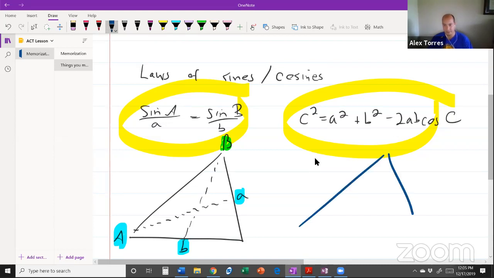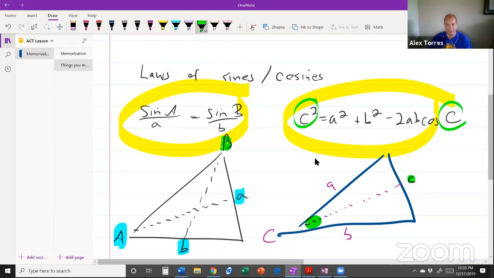And similar on the law of cosines, same idea. The big thing about cosines is that the C has to be the one that we're thinking about in terms of this angle. So if this is our angle, either the unknown angle we're solving for or the single angle we're given, then that needs to be the C right here and the C right here.